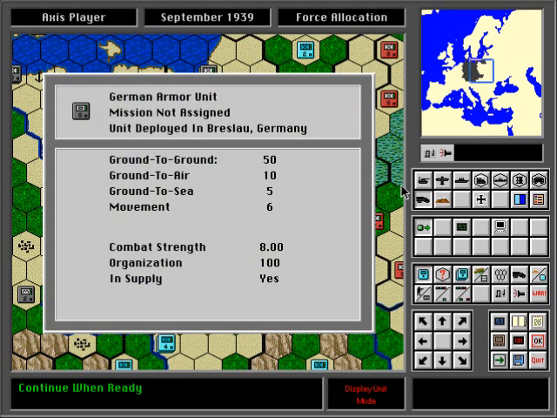Now the second type of unit we'll look at will be the German armor. As you can tell, all of them have a ground-to-ground ability of 50, which is double that of infantry. In addition, any armor fighting in a plain square gets that value doubled again. So infantry pretty much stand no chance against armor when fighting on the plains or in clear sites. They need to fight in cities, in forests, or in mountains, or against armor that has low organization.